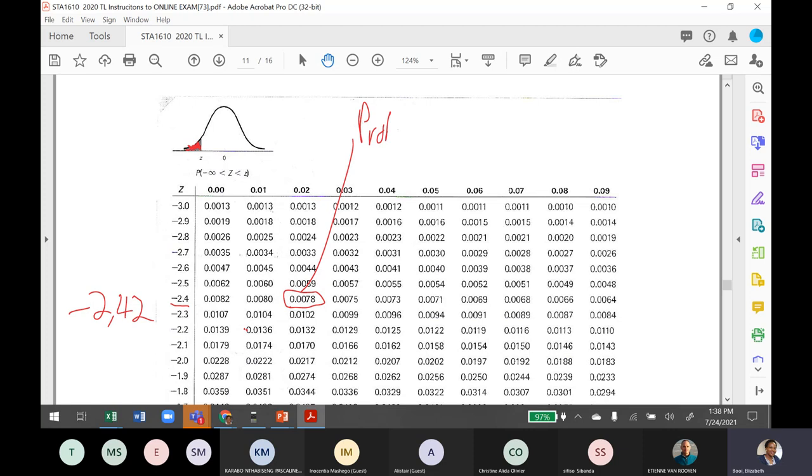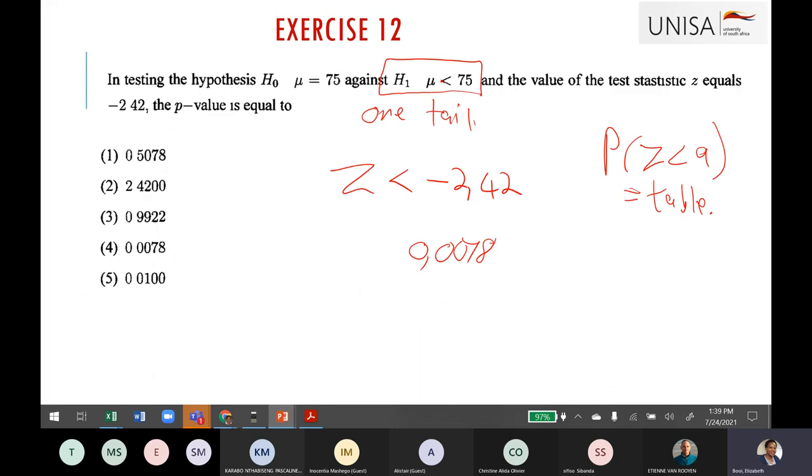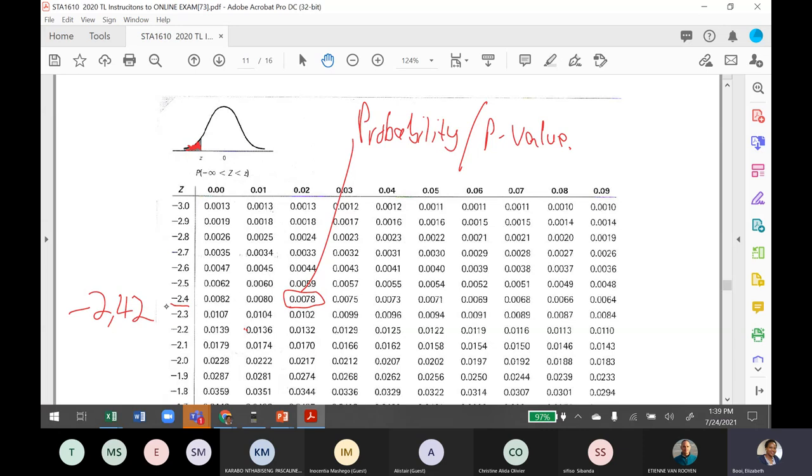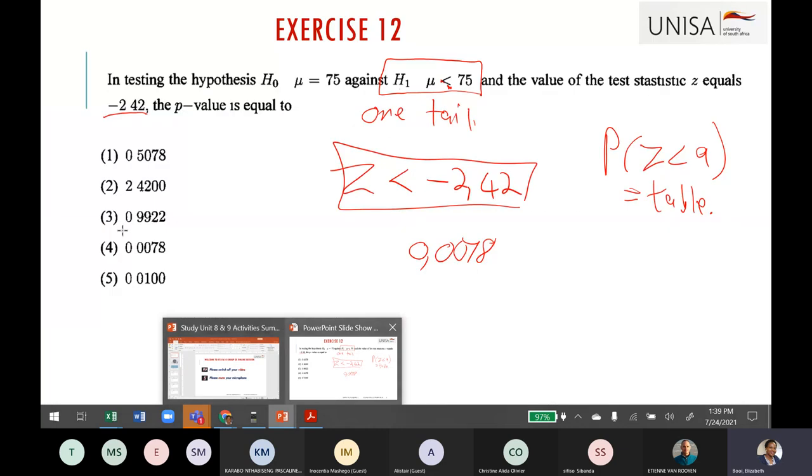When we were working with normal distribution, chapter 6, chapter 7, we were talking about probabilities. In hypothesis testing, these are what we call our p values, which are probability values. It's just the name they use for them. So if we are given a one tail test for a less than in an alternative hypothesis, and we are given a negative z test, we need to find the p-value, which we can represent as Z less than negative 2.42. If we go to the table and look for negative 2.42, the value we find on the table will be the value we are looking for.